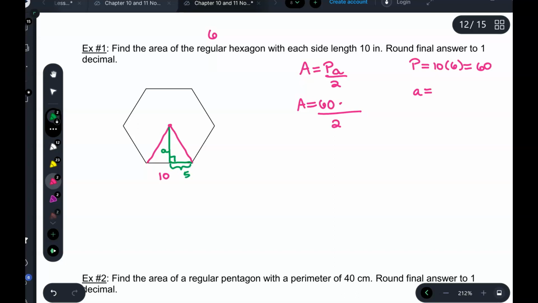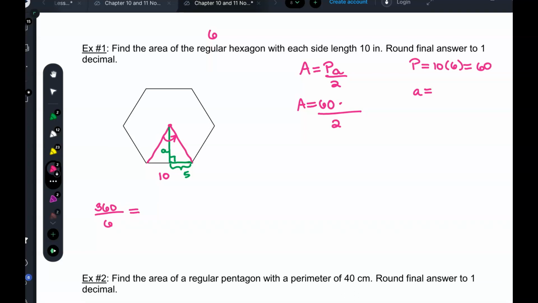What's the measure of the central angle here? It's going to be 360 divided by 6, because all the way around is 360. How many triangles would I have? I'd have 6 of them. So if I divide by 6, that's just 60, but then the apothem cuts that in half. So 30.